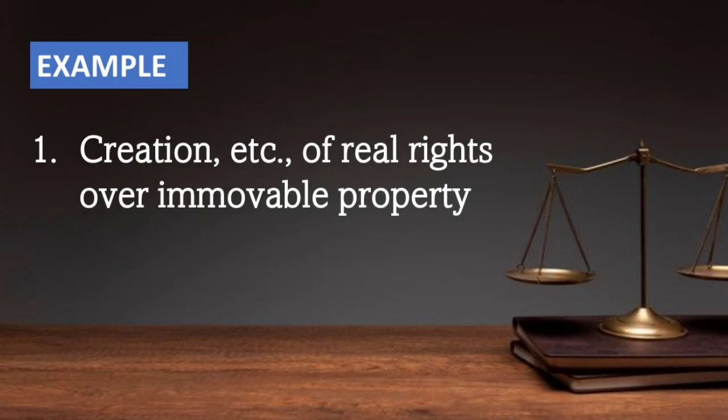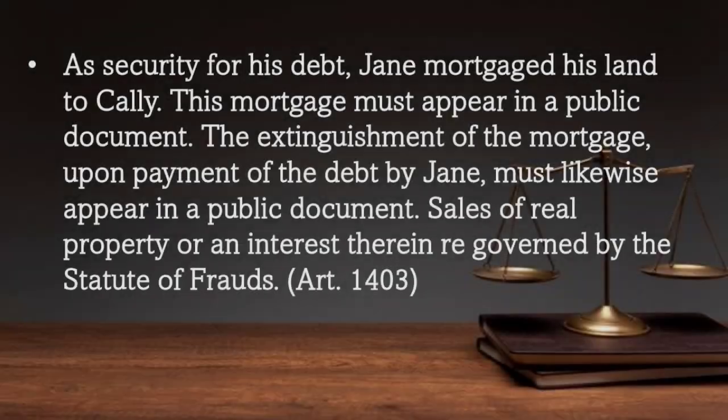For example, creation of real rights over immovable property. As security for his debt, Jane mortgages land to Kali. This mortgage must appear in a public document. So the extinguishment of the mortgage upon payment of the debt by Jane must likewise appear in a public document. Sales of real property or an interest therein are governed by the statute of frauds.